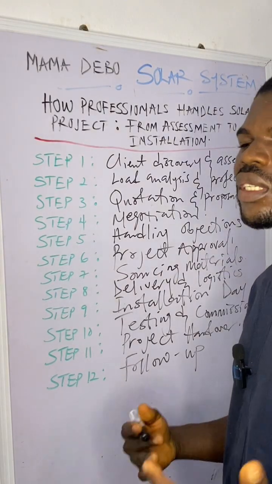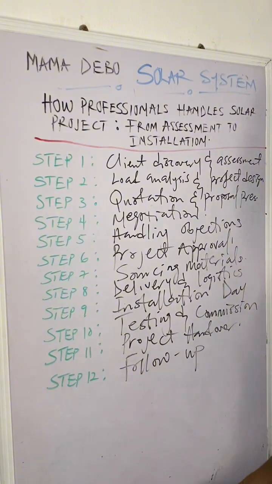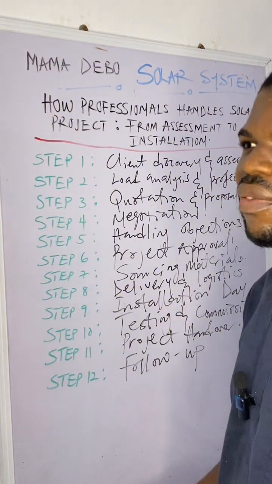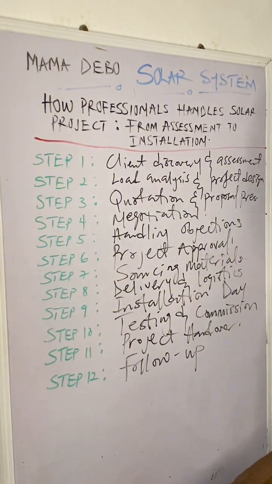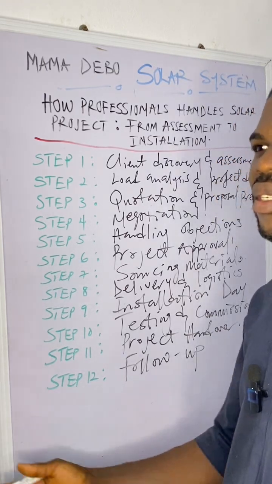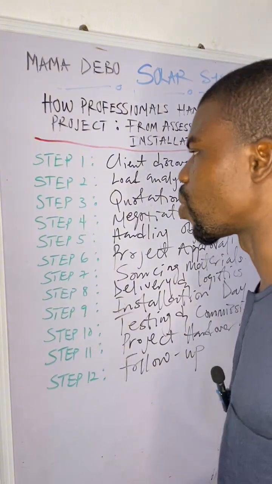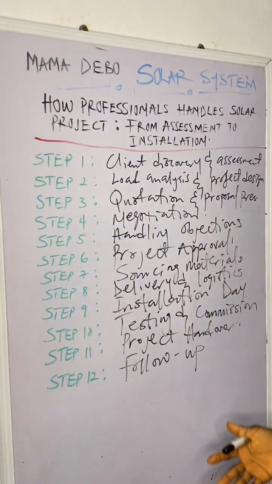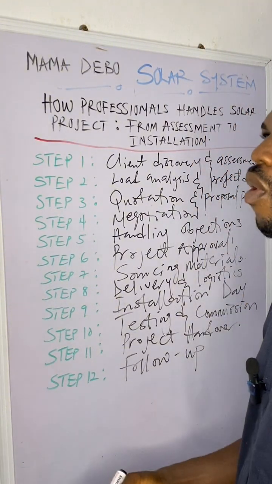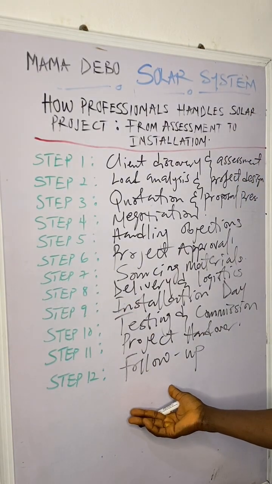Even if your system is serving its purpose, you have to follow up. Maybe 2 weeks after, or 3 weeks after, or a week after, you have to follow up. Hello, Mr. So-and-so. Hello, Mrs. So-and-so. The system, your solar system, is it working perfectly? Is it serving its purpose? All these are the steps that you are going to follow from assessment to after-sales follow-up.